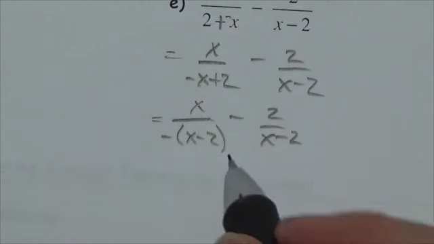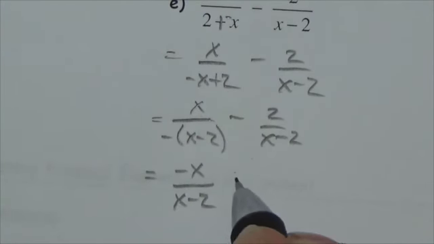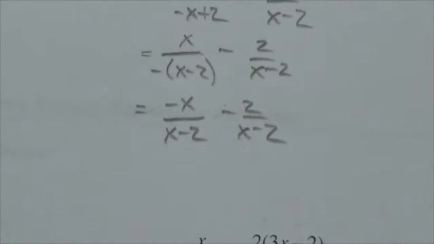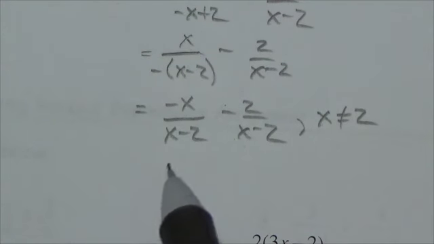So I'm going to move that negative up to the top here, make that negative x over x minus 2 over x minus 2. Okay, now I can do something with that. The denominators are the same. Everything looks right. Now I'll state the non-permissible. X can't equal positive 2.